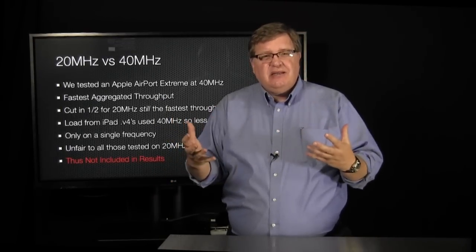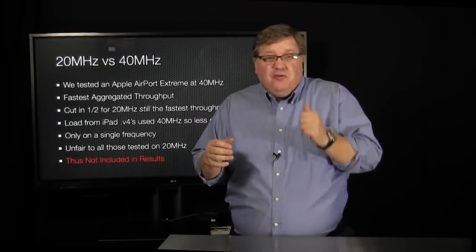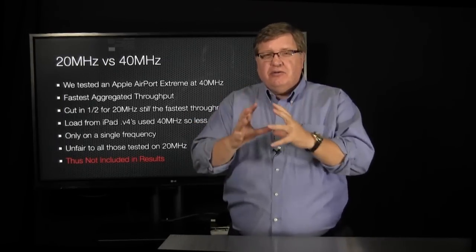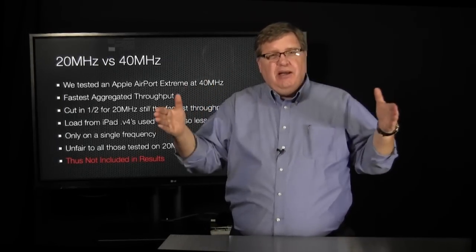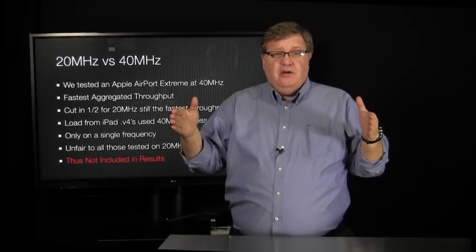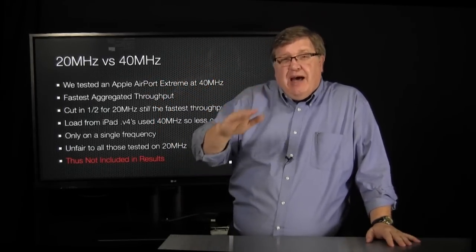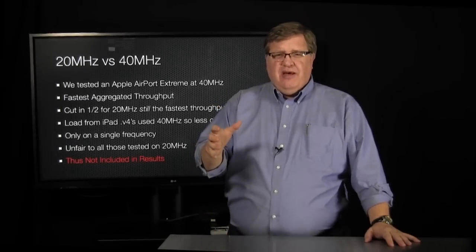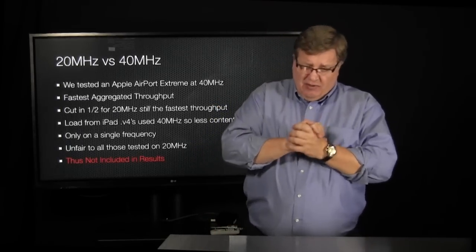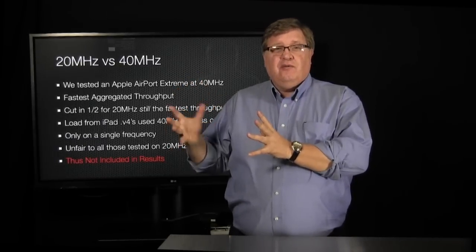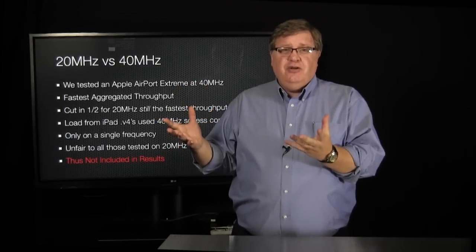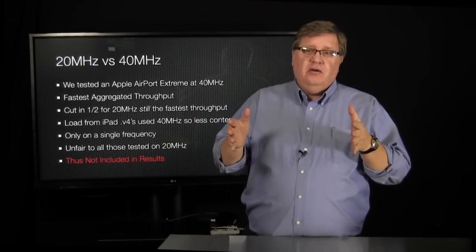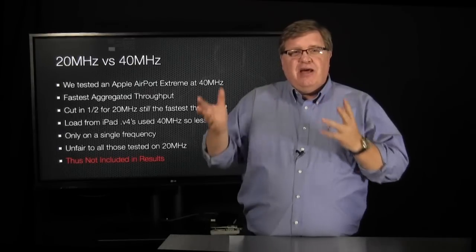And when we ran the test, it had the absolute fastest aggregate throughput. Even though it was a SOHO device, just doubling the bandwidth was enough to make it the winner in all throughput tests. In fact, if you cut the throughput of the Apple in half, it was still the fastest throughput. Then we thought, well, how could it be faster even in half? And then we realized that the iPads were V4s, meaning they could use the 40 megahertz channels, and each iPad, when it was downloading video, took its little slice even faster.